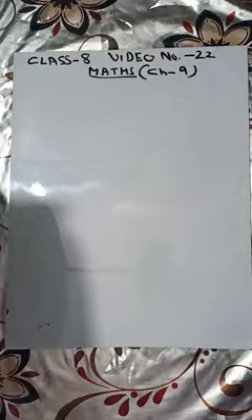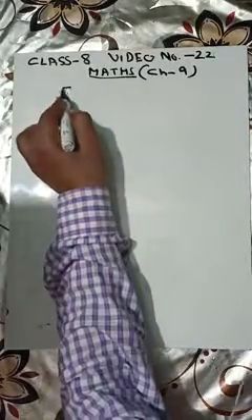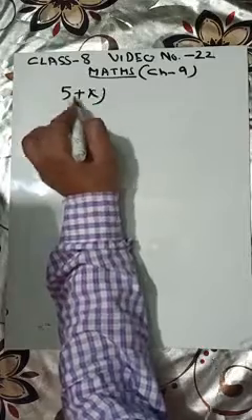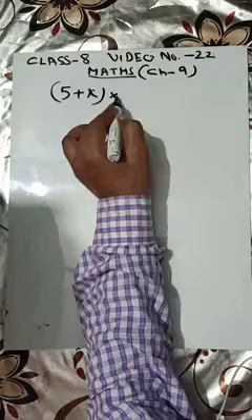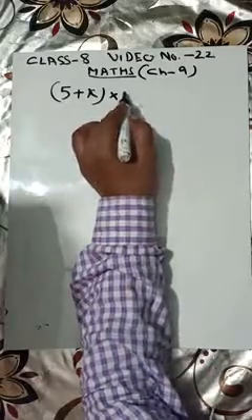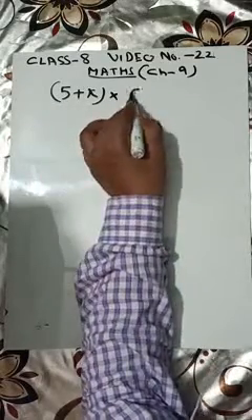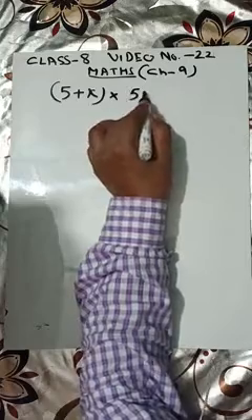In video number 21, I explained how to multiply expressions like this, where there was a binomial or trinomial and the other part was a monomial, like 5x. We have done it like this.